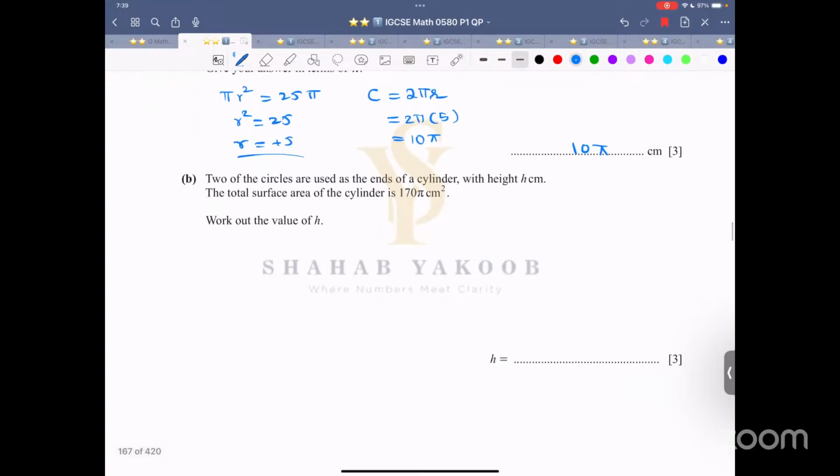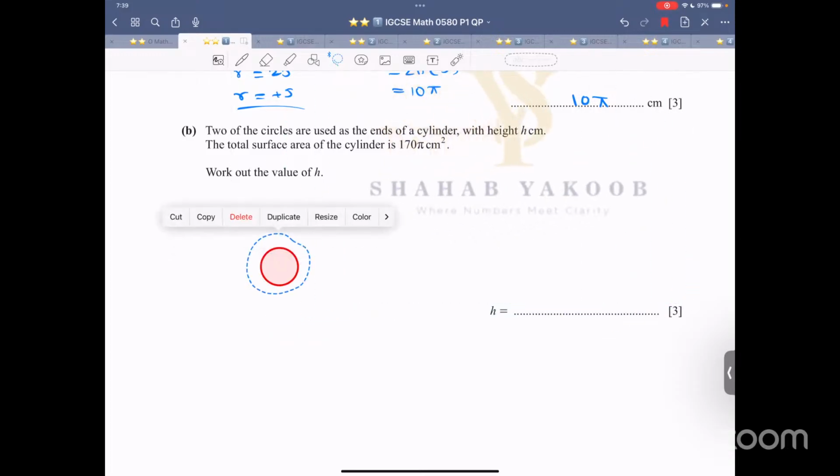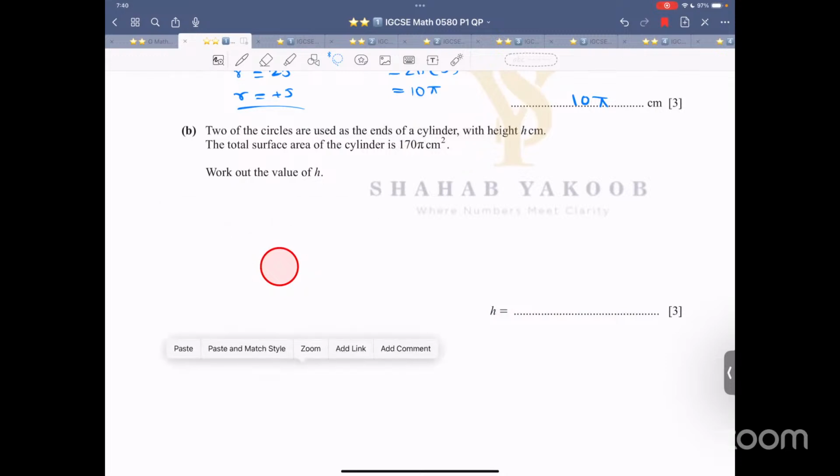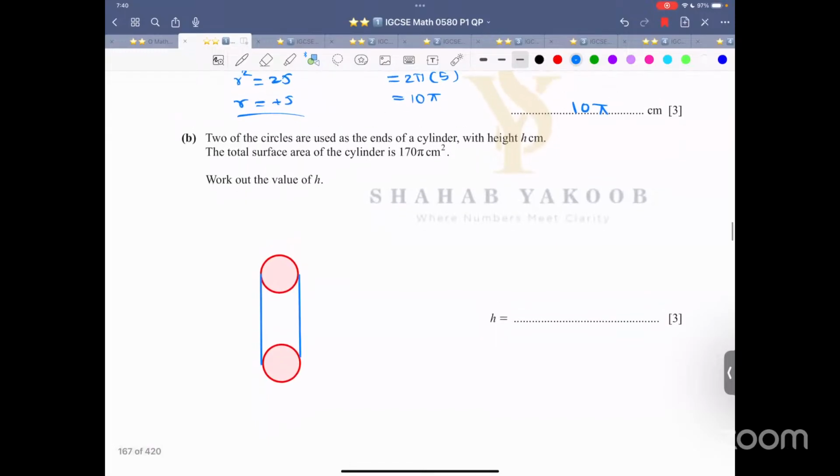2 of the circles I use as ends of a cylinder with height h. So basically, what is happening is that there are 2 circles like this. Let me make a circle, and let me copy it. There is no harm in drawing some diagrams like this. And then let me join it with straight lines like this. So that's how this thing is drawn. So that is a cylinder.